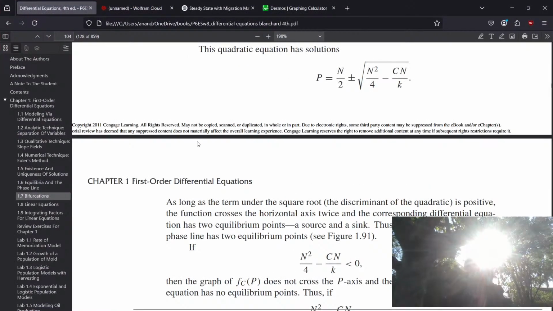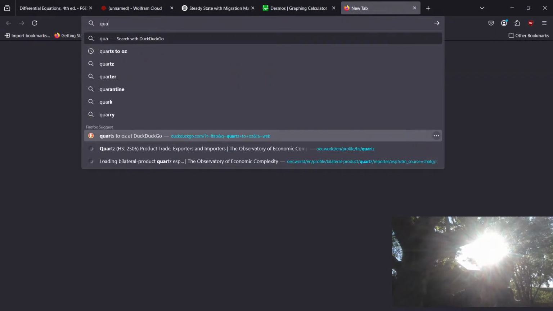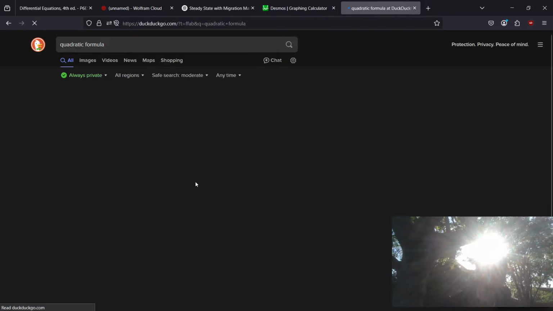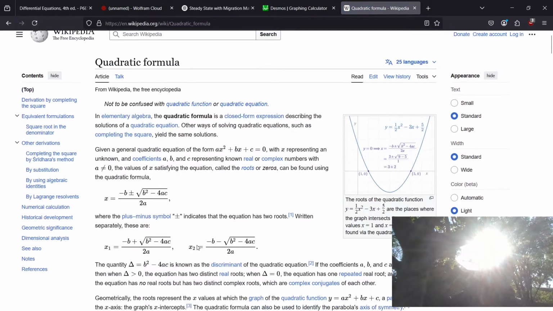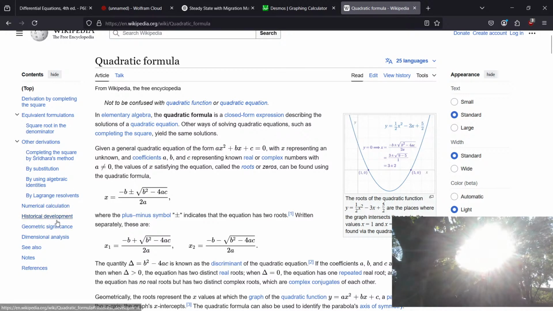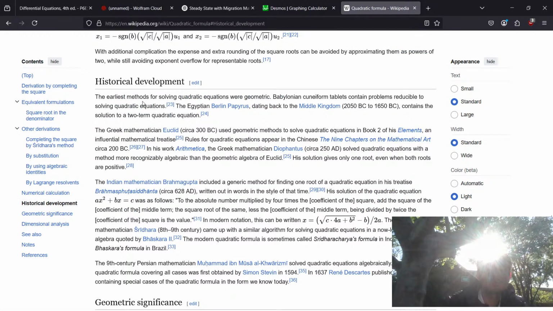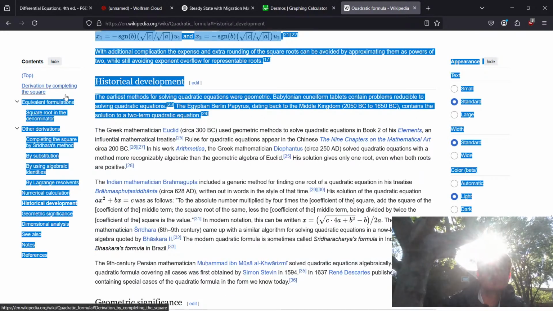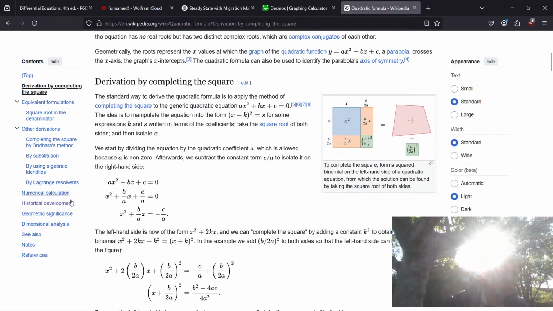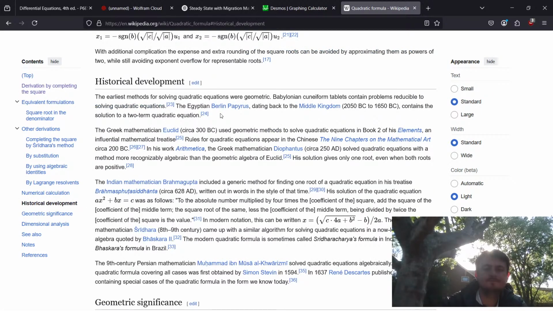I'm curious, when did the quadratic formula come out? Babylonian times, dude.